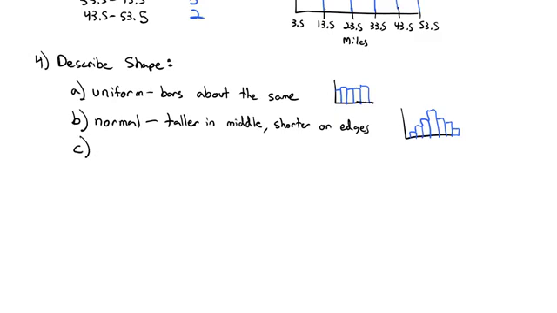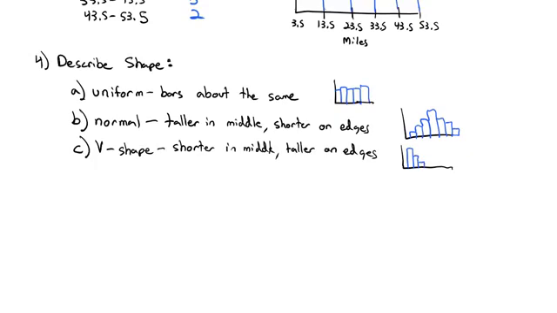The opposite of the normal shape is what we would call the V-shape. And that is shorter in the middle and then taller on the edges. So that's when we have a tall edge that gets shorter, and then it comes back up and gets taller on the outside. And you can almost see that V shape right on top of those bars.